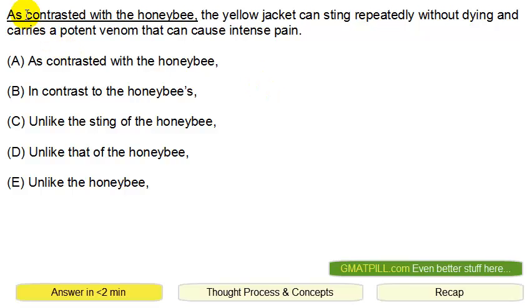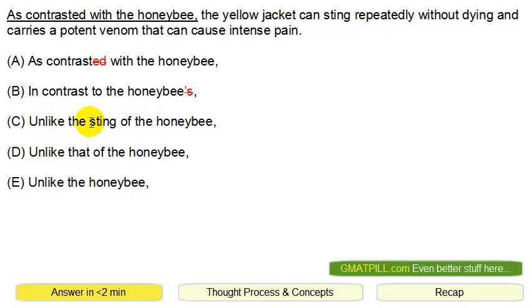As contrasted with the honeybee, the yellow jacket. All right, so you're comparing the yellow jacket, which is a type of bee, with the honeybee. All right, so "as contrasted," this doesn't make sense. The "ed" you don't really need there. In contrast to the honeybees, this apostrophe s, this is the issue here. You want to compare directly the honeybee to the yellow jacket.